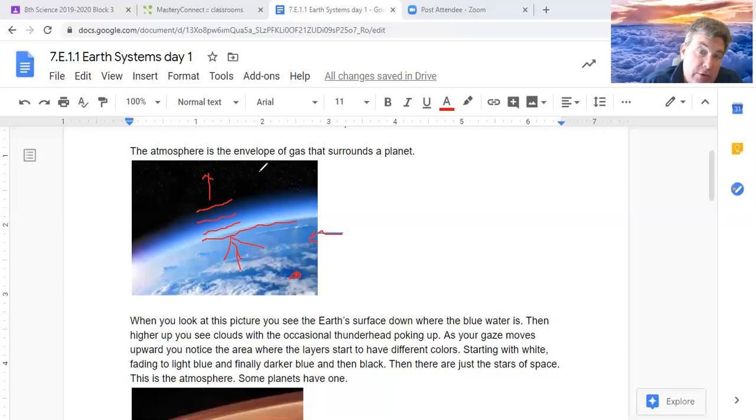Guess what those things are? Stars. So that is what? Space. So this kind of gives you the idea that the atmosphere puts itself in layers almost automatically, just through the gravitational effects of the planet.